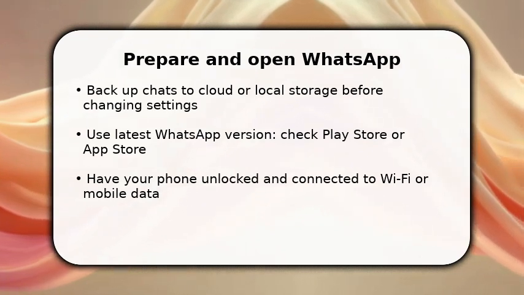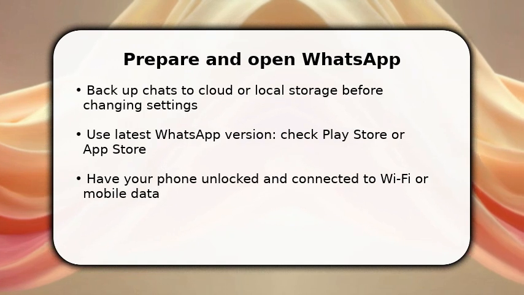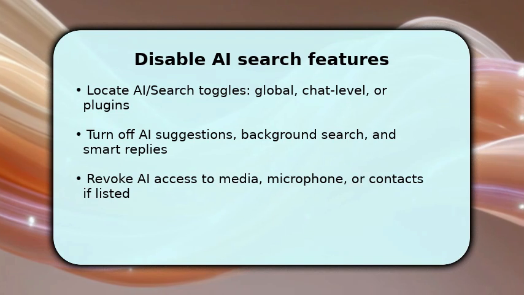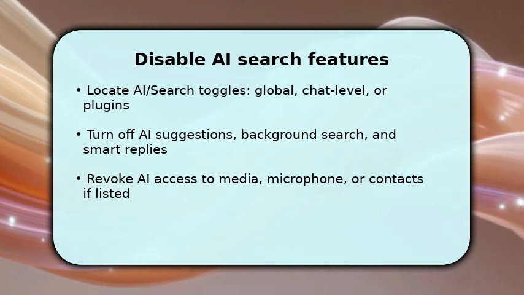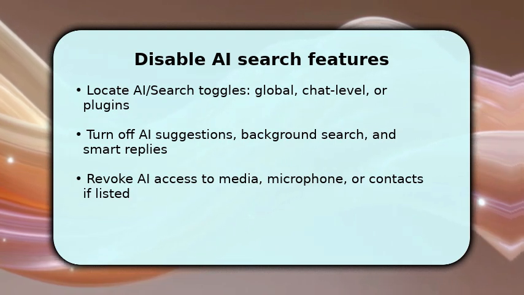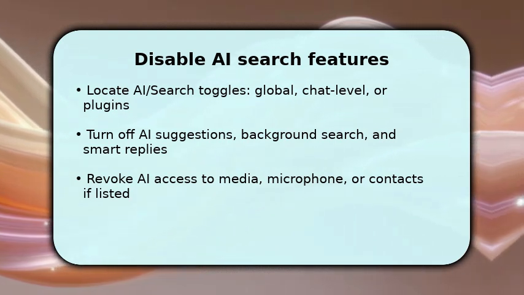You now disable the AI search capabilities across levels. First, switch off the global AI or search toggle. This cuts the main service. Next, inspect chat level settings and turn off smart replies and message analysis so the AI stops scanning conversations.